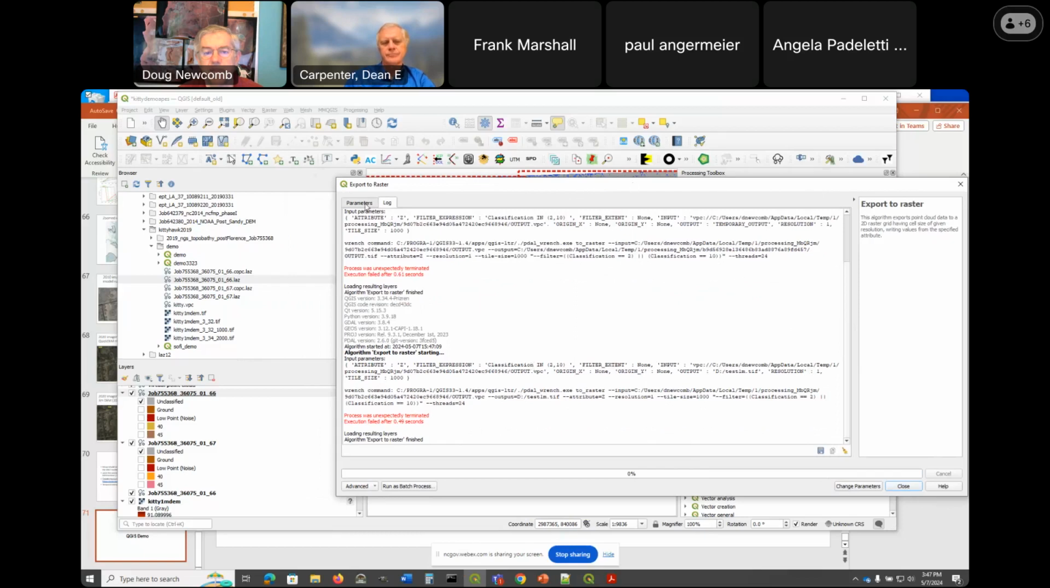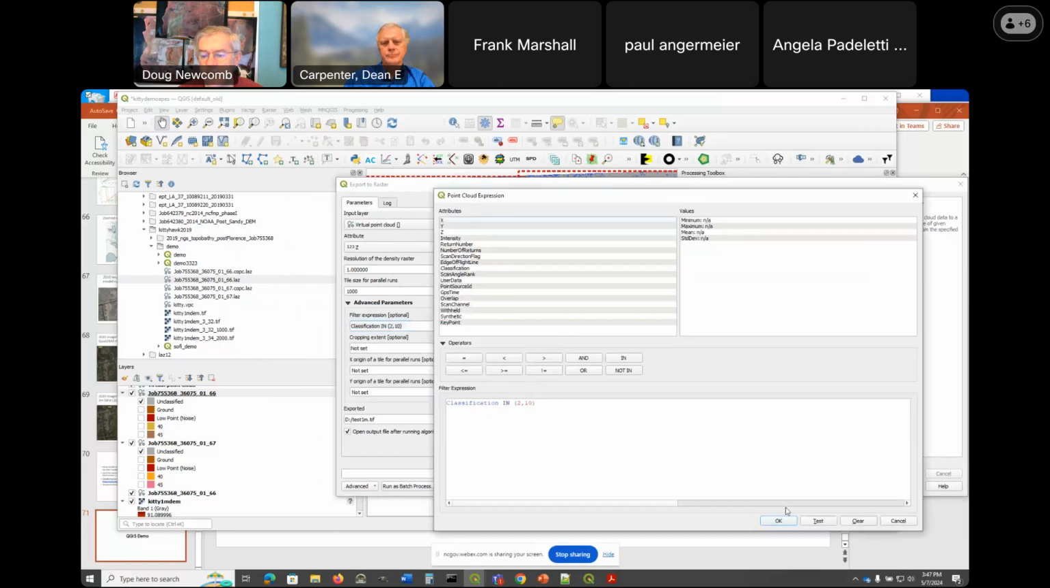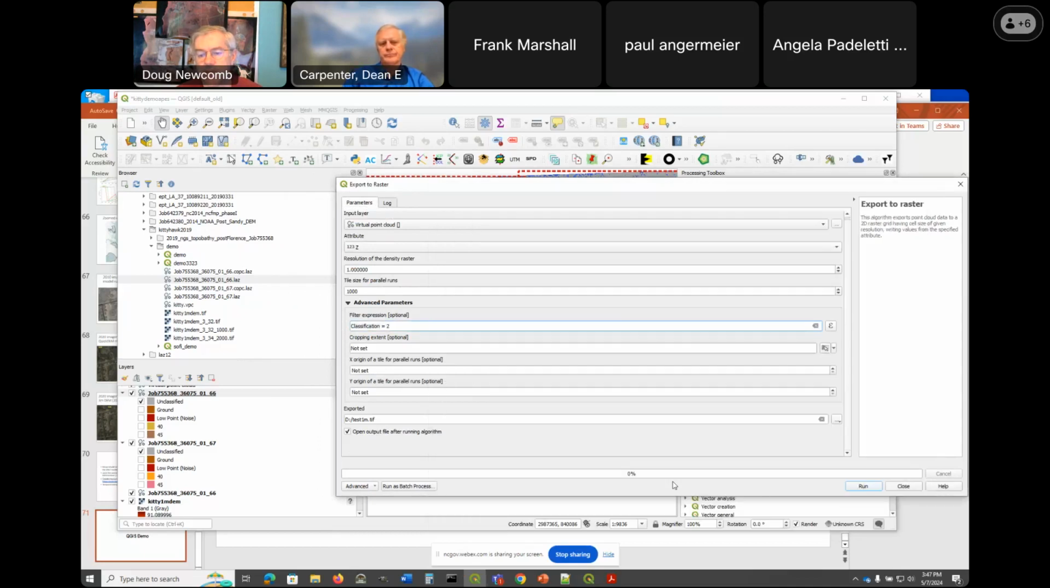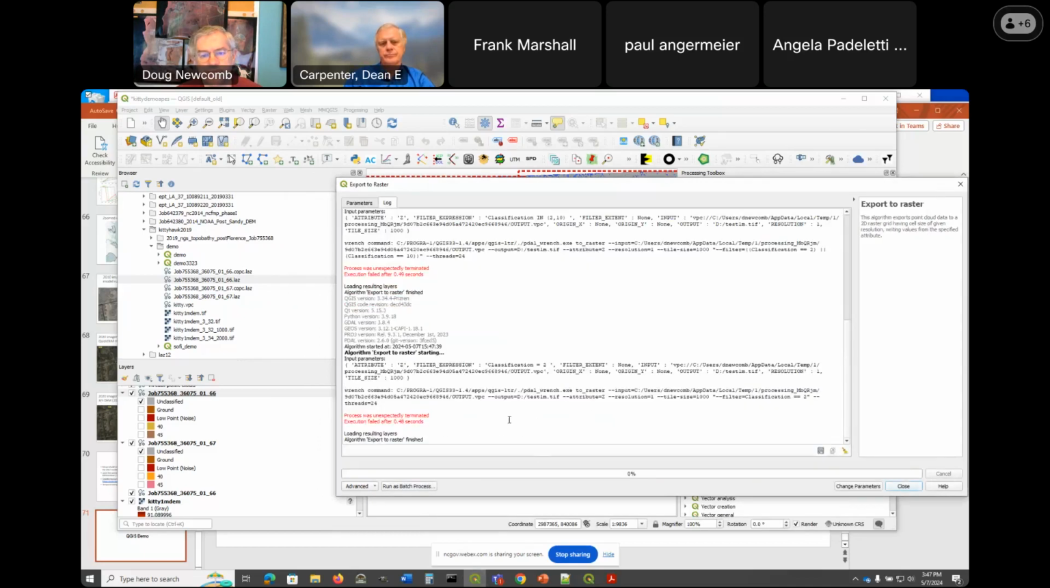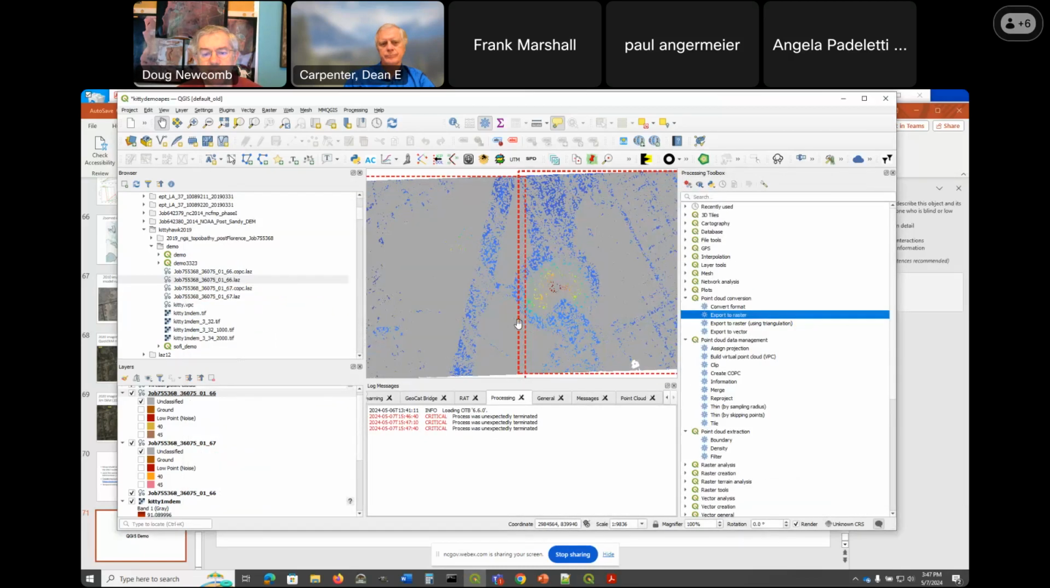Attribute Z. Attribute Z. Well, let's go back and clear that out and put classification equals 2, ground. We'll just give that a shot. Oh, well, I'm doing something wrong. I do this every time.